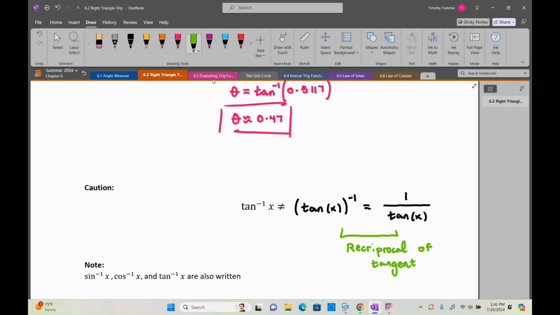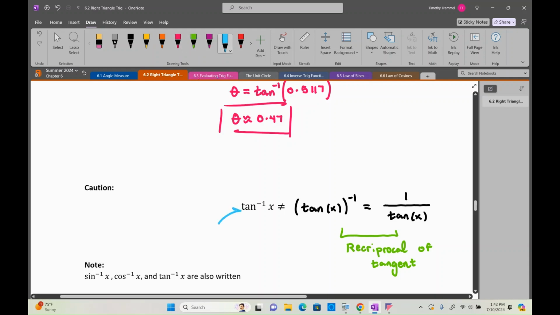But on the other side, which let's see, let me get a different color here. On this side, this is talking about inverse tangent or tangent inverse.